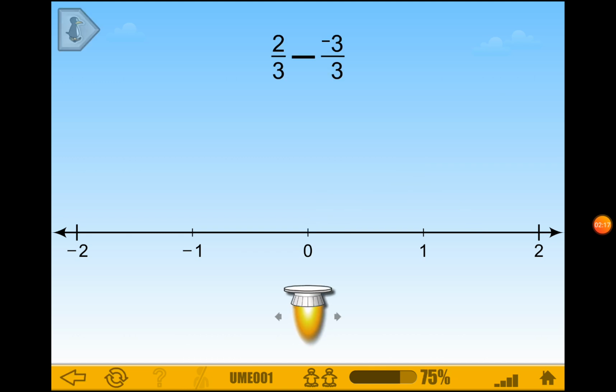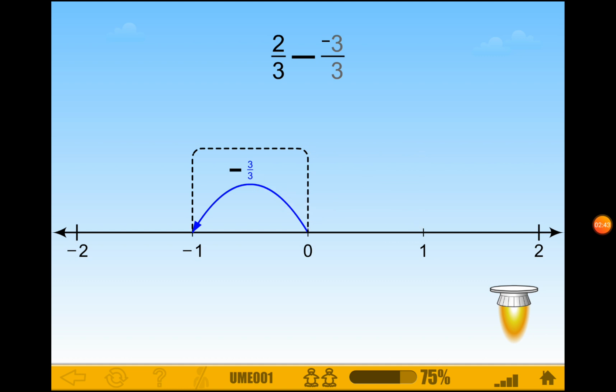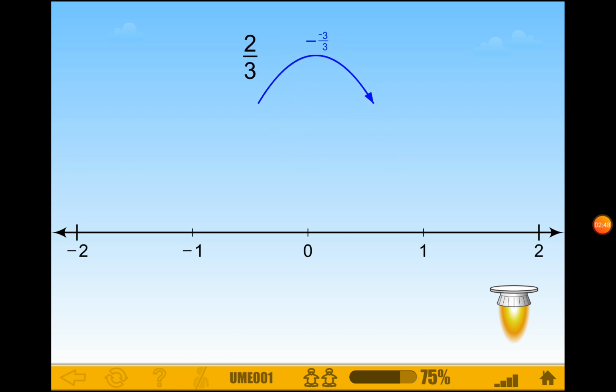Now we have 2/3 minus negative 3 over 3. So the negative 3 over 3 would be minus 1, but then you have the negative sign, so negative times negative is positive, so you have plus 1. So then 1 and 2/3, which is equivalent to 5/3, which is around here. And then you got the 2/3.